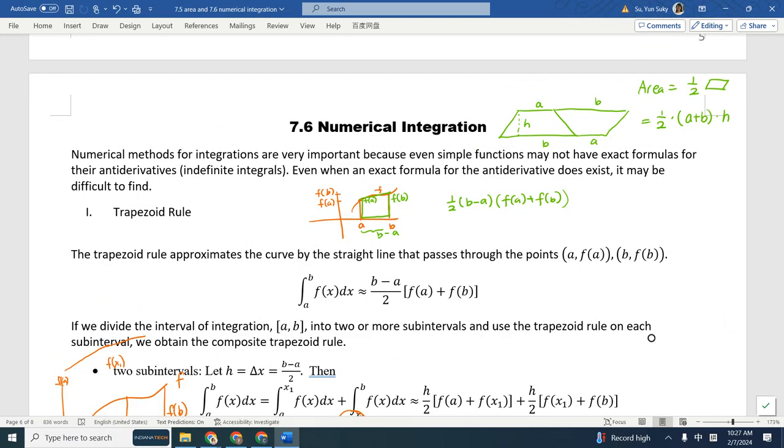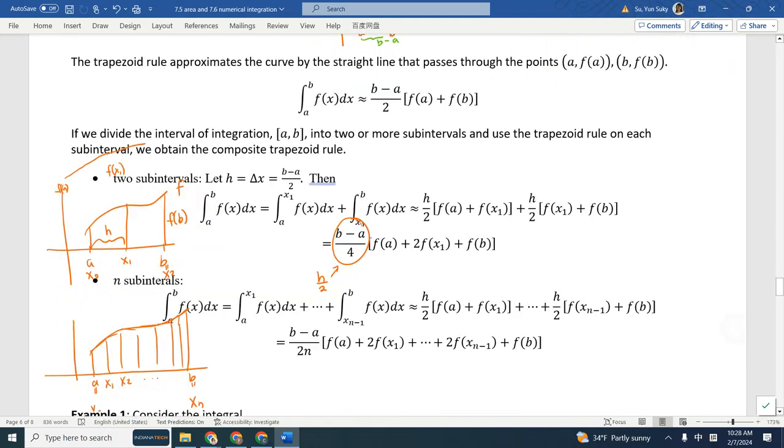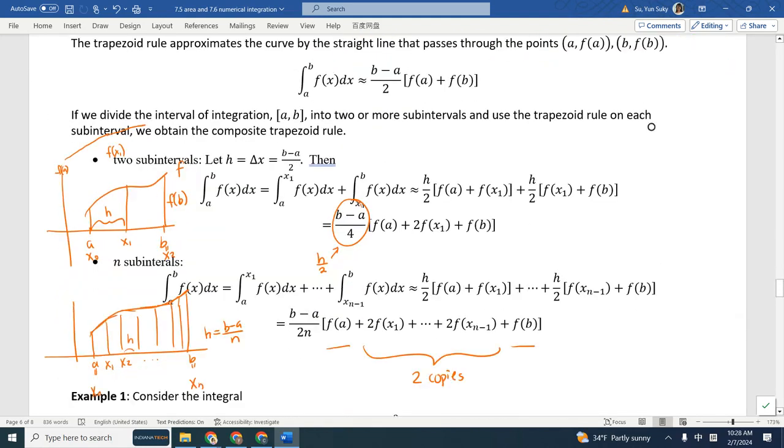Compare with the Riemann sum. If you use the left endpoint, this is what you get. If you use the right endpoint, this is what you get. Do you see it's quite different from the actual area? Your trapezoid, I would say, is more accurate, maybe closer. The approximation is better. All right. So therefore, if we use one trapezoid, this is the formula: B minus A over 2, times f of A plus f of B. That's one trapezoid. Now, what happens if we use two trapezoids?